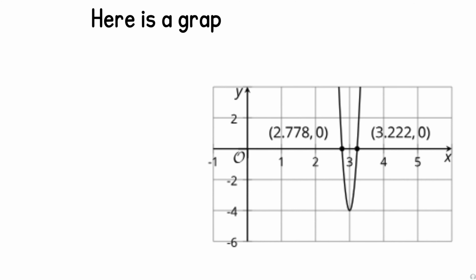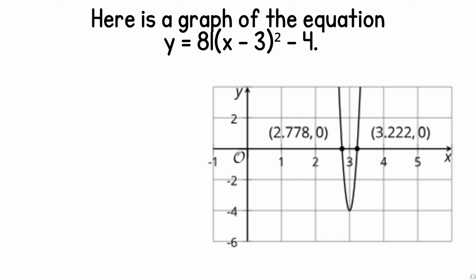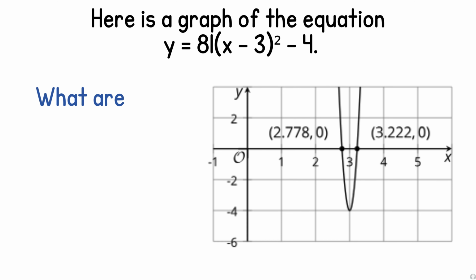In our last example, we have a graph of the equation y equals 81 times x minus 3 squared minus 4. We want to know what the solutions are. We can find the solution by looking at the x-intercepts. So it says it has solutions at 2.778 and 3.222. The only issue with finding solutions in a graph is that we don't know if they were rounded or if they were rational or irrational.